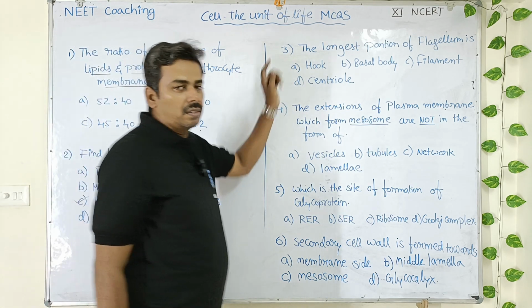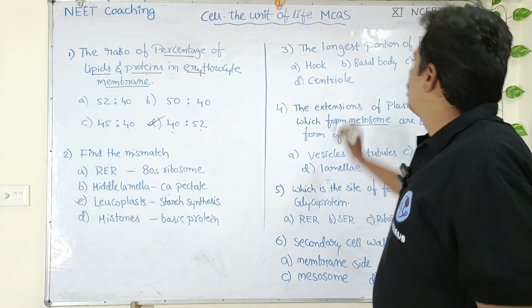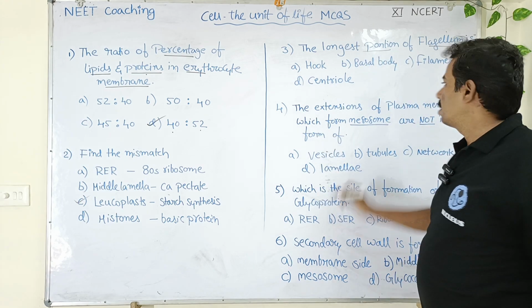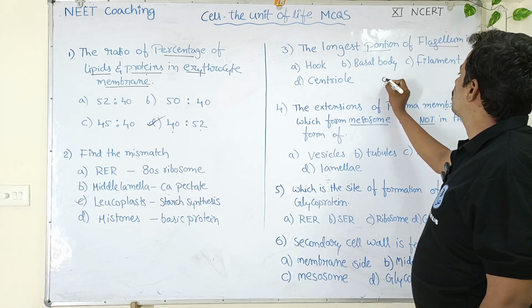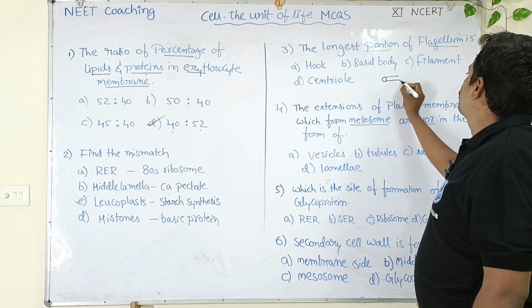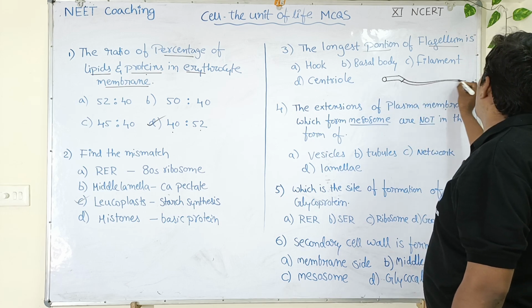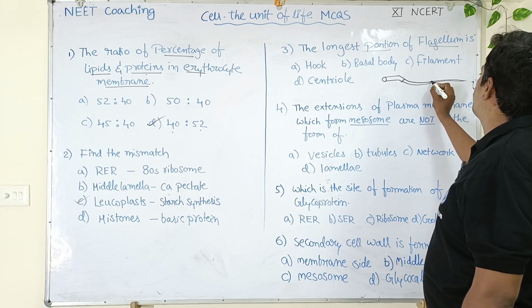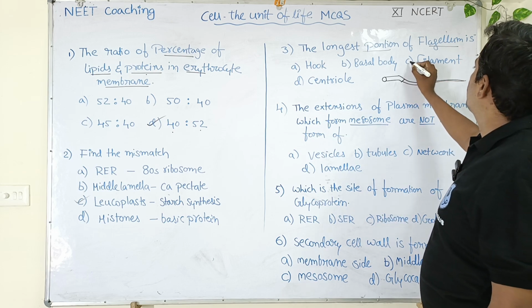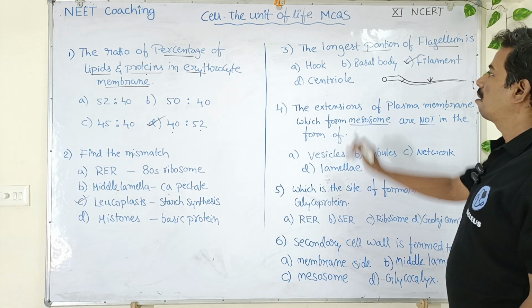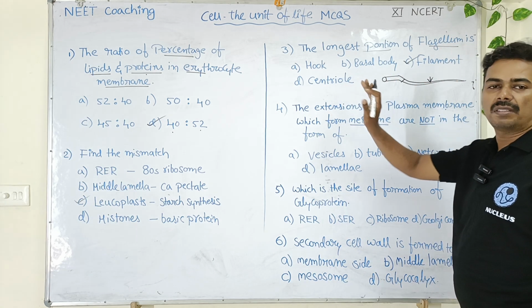Next, let us go for the third question. Look here. The longest portion of flagellum is. In the flagellum structure of a prokaryotic cell, which is the longest part students? Filament. This is the filament. Okay. So it is a direct question, filament is the longest part, not hook, not basal body, not the centriole.